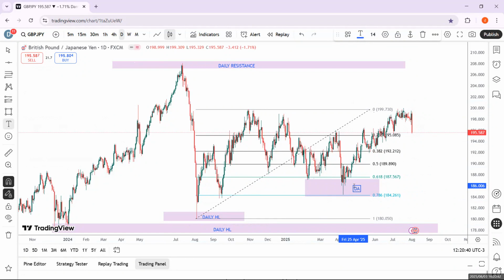Okay, so we will now highlight this level as killer zone. Let's not even use the word daily. Let's just use the word killer zone. So all of these levels have been identified as the killer zone level.